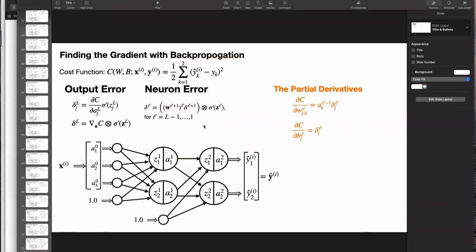And then that gives us our partials everywhere. If we know the neuron error, then we know the partials. And look at how nice that looks. Right? The partial with respect to W, there's the coefficient A. That's like the X in our previous single neuron models. In the bias, there is no coefficient. It's just the error. Right? It's y hat minus y. It's the same idea.